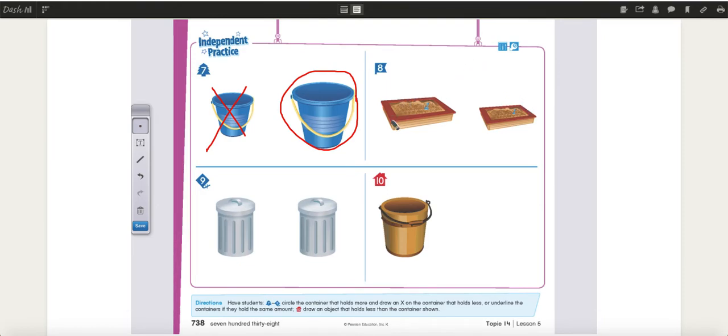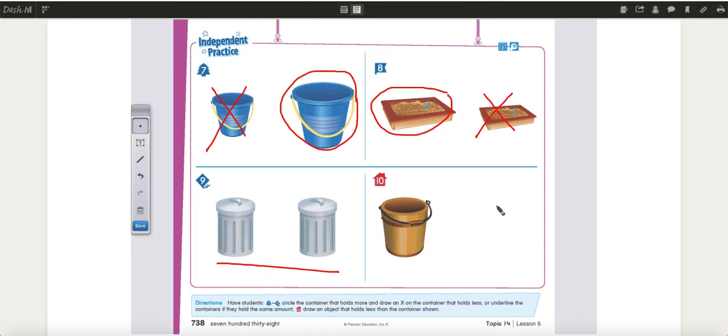Yes, the first box is larger, so it can hold more. The second box is smaller, so it can hold less. Number 9, what can you tell me about these two garbage cans? Yes, they are the same, so they both hold the same amount.